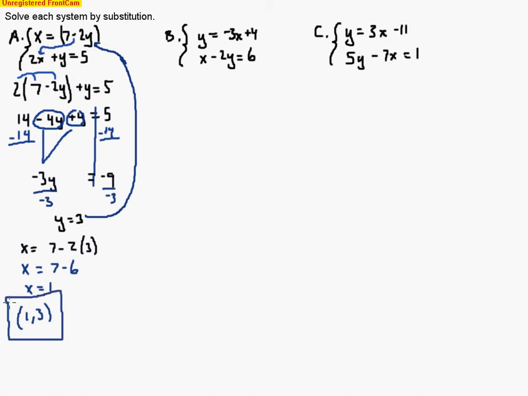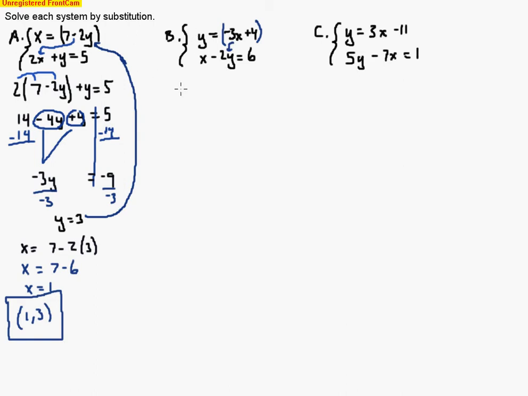Well, a couple more examples similar to that. Here's another one where this time y is by itself. So I'm going to take the expression that y is, negative 3x plus 4, and I'm going to put it in place of y in the equation below. So we can rewrite our equation.